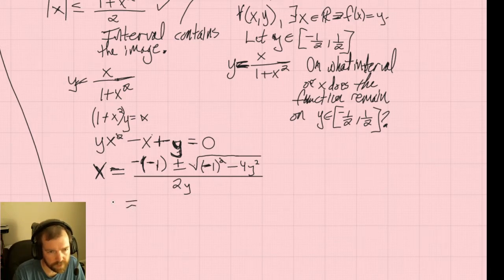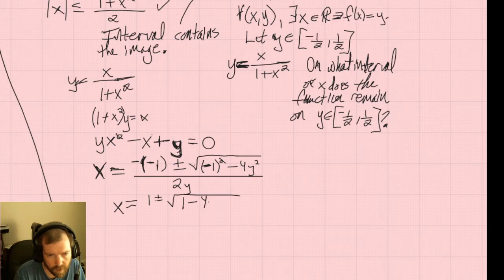All right, so x is equal to 1 plus or minus the square root of 1 minus 4y squared, divided by 2y.